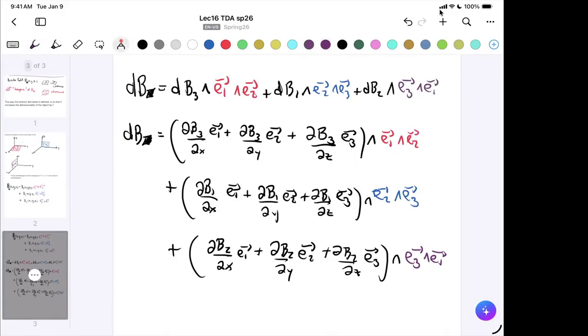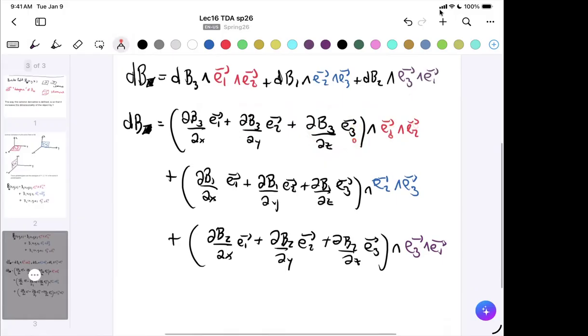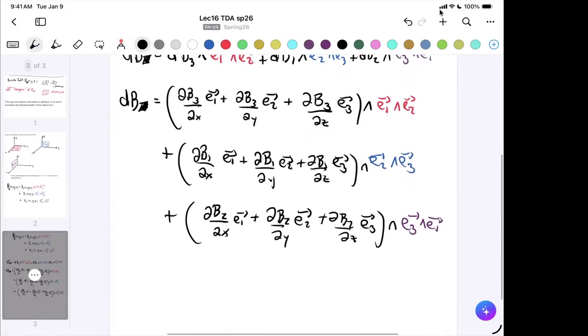If you do these, you have to distribute, right? So you would do, for example, the first one would be E1 wedge E1 wedge E2, right? So you would have two E1s, and that automatically goes away. If you do the second one with this one, you get E2 wedge E1 wedge E2. So now you have two E2s, so that one goes away. So the only one that survives is B3 with respect to Z, because that's the only one that gives you three different ones. So that gives you E3 wedge E1 wedge E2. Okay.